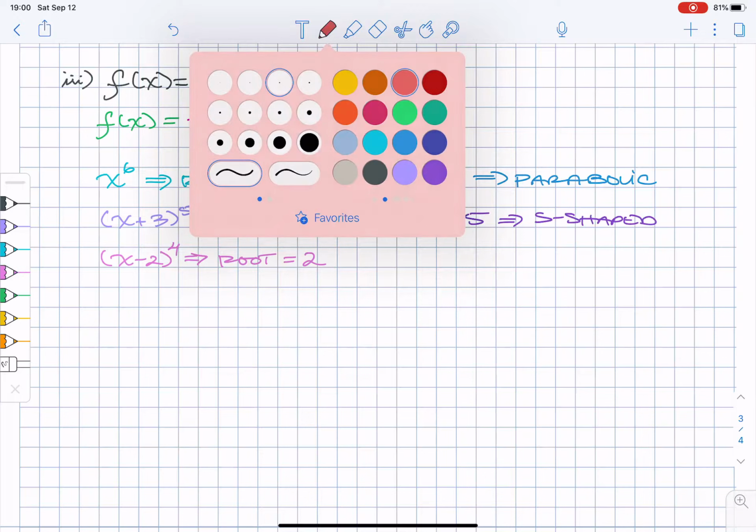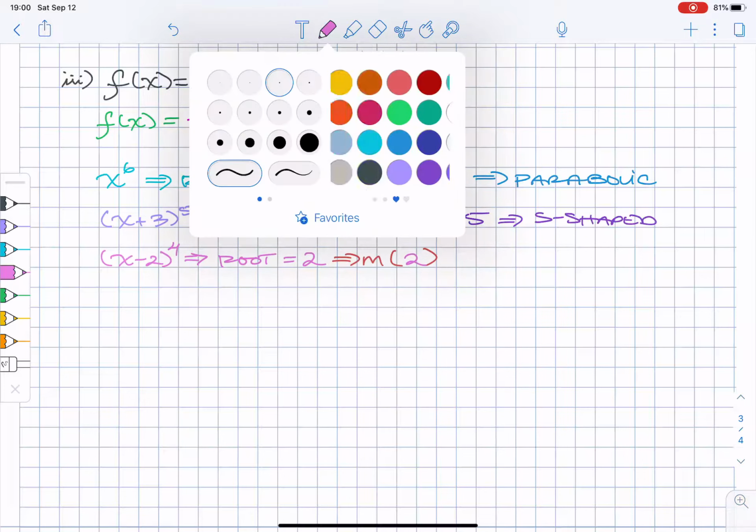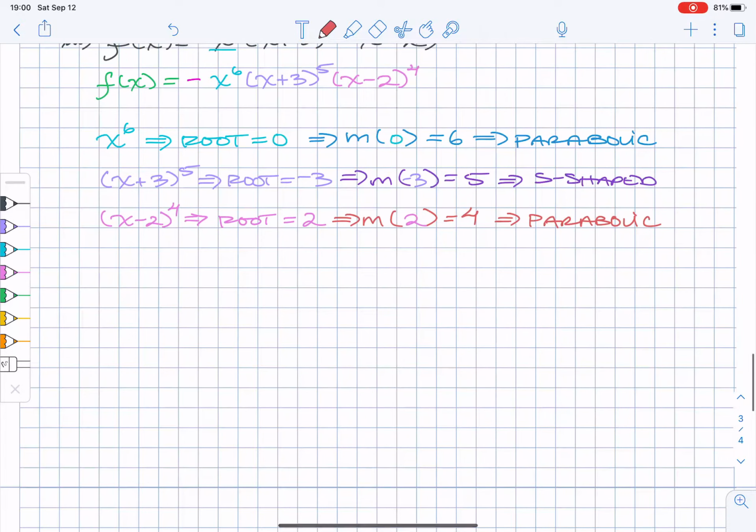Okay, so that means that the multiplicity on the root of 2, which is the power on that root, is 4, and we know that 4 is even, at least I hope I know it's even by now, so that's parabolic as well. Now there's the caveat, the lead coefficient. Whatever is in front is negative 1, so this is going to be reflected, an x-axis reflection.